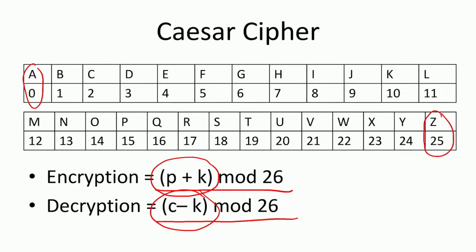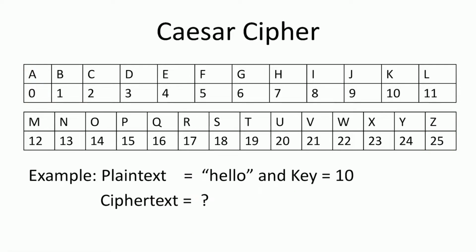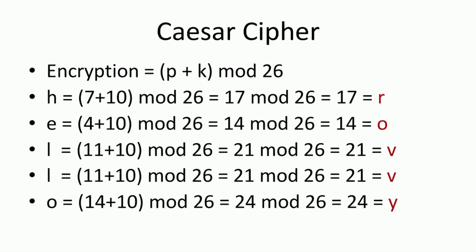So let's see how this encryption and decryption works in Caesar cipher. So let's say our plaintext is the word hello and our key is 10, which means that every letter in the plaintext will be substituted with another letter that is 10 positions forward for encryption, and then every letter in the ciphertext will be replaced with another letter that is 10 positions backwards to find out the plaintext. So let's look at both encryption and decryption.